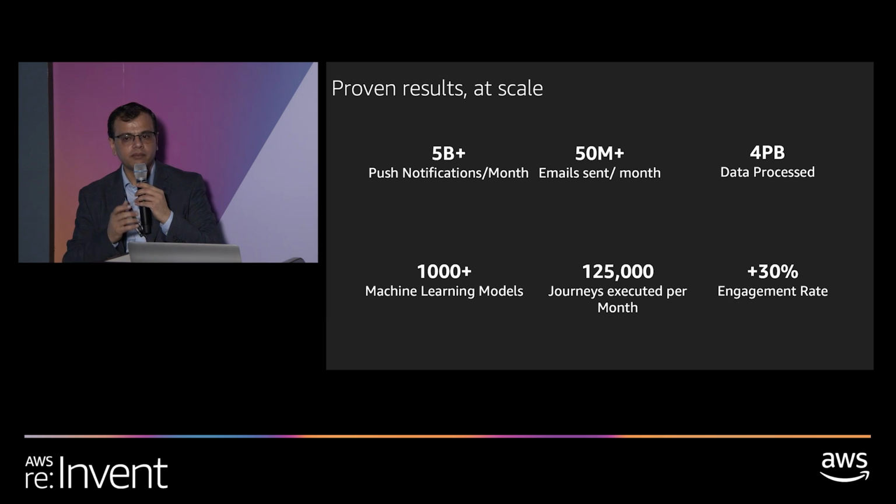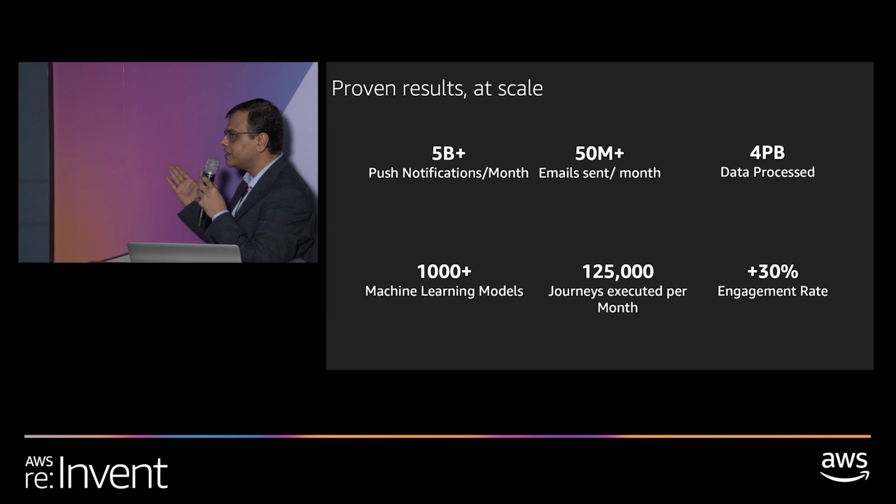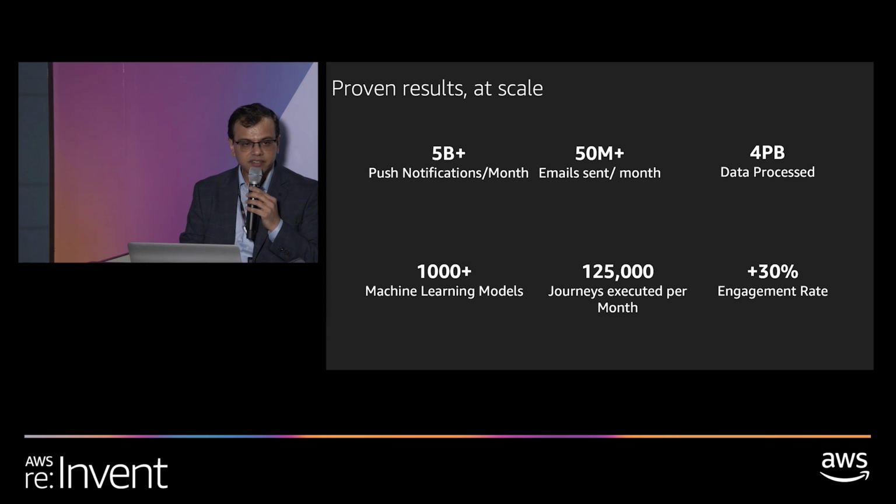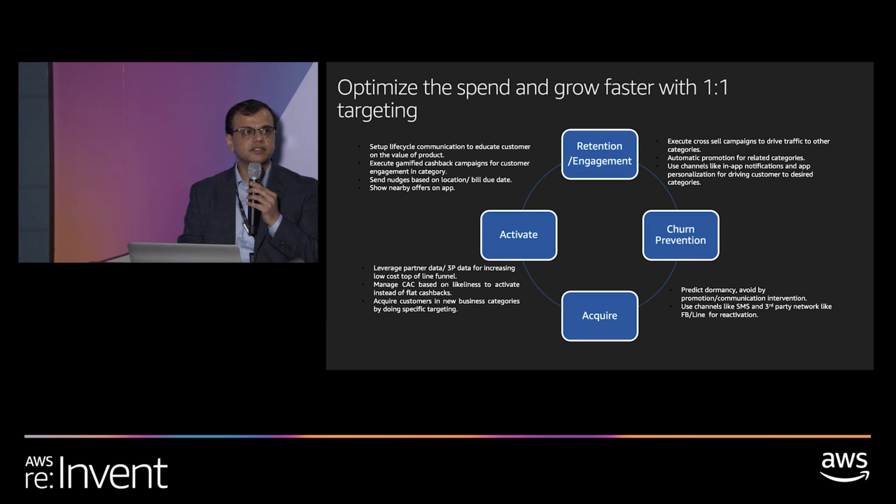About 4 petabytes of data is processed for finding out what are the right offers that we should send out to the customers, and 125,000 plus journeys are executed per month, right? So it is not those 4 or 5 journeys which are executed across all the use cases, it's more than 125,000. We have seen at least 30% plus engagement rate in most use cases.